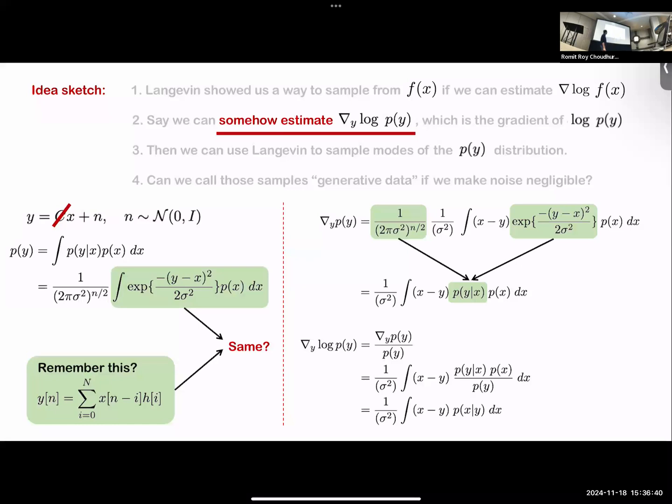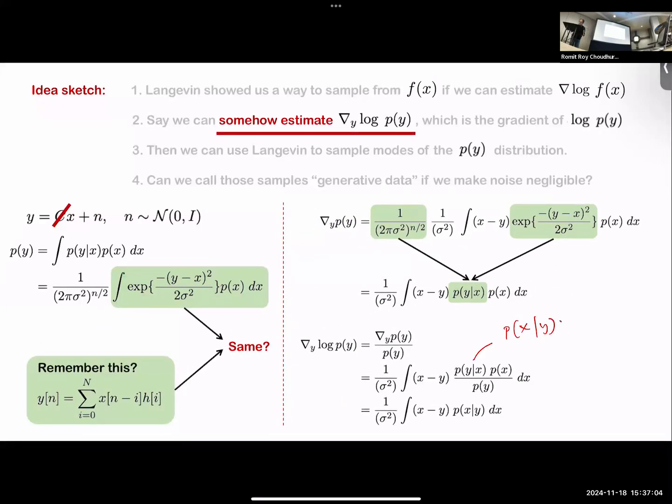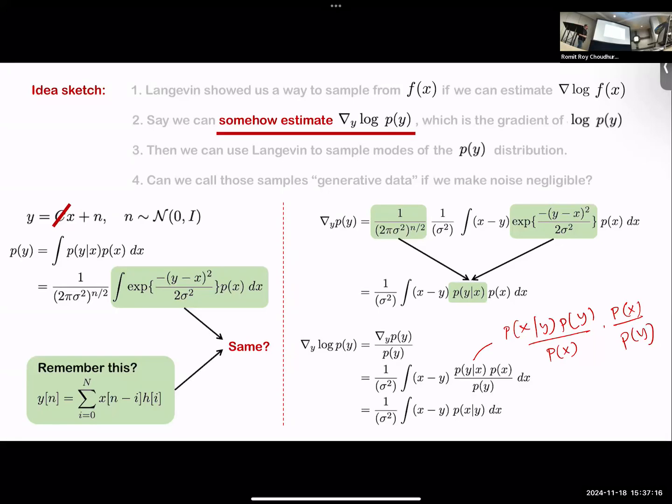Now apply Bayes here. Do I apply Bayes here? Yeah, that is Bayes. p(y given x) becomes p(x given y) times p(y) divided by p(x). That's this term times p(x) divided by p(y). This p(x) is here, this p(y) is here. Bayes. Okay, what can I cancel? Good. So what you have is the integral of (x minus y) p(x given y) dx.